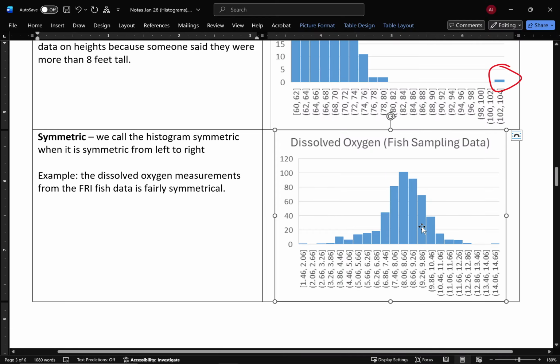This is a fairly symmetrical distribution here, I would say. It's not perfect, but it's pretty close. The tail on the left, I think, is a little bit fatter, but other than that, it's pretty symmetrical.